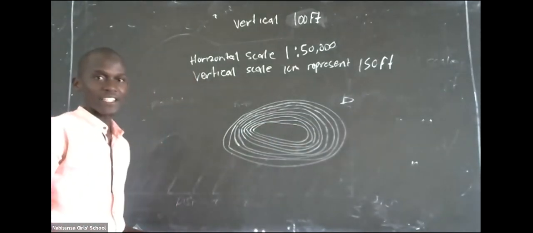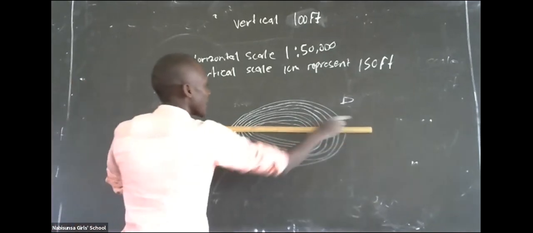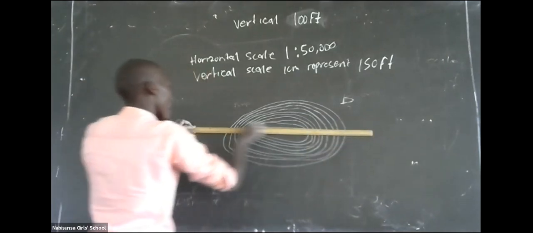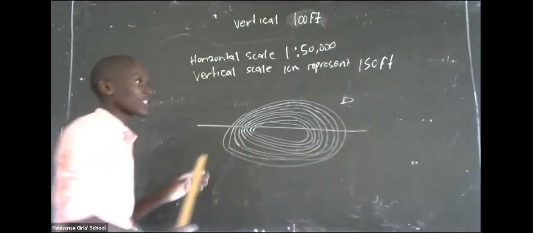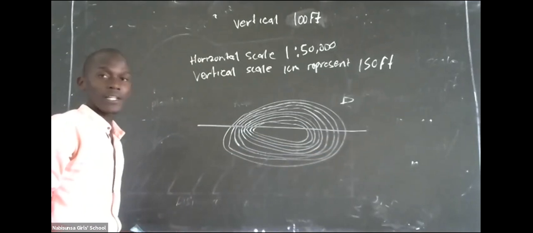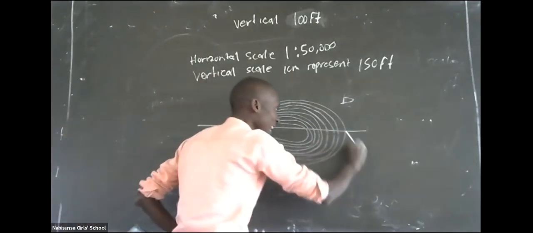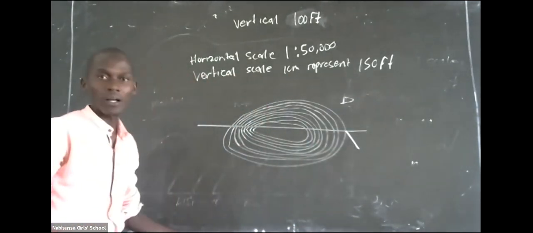Assuming they are like that, people listen. Assuming the cross section is passing here. The cross section is passing there. Am I clear? Yes, teacher. And now what you do, people, you just get the number for that starting contour.